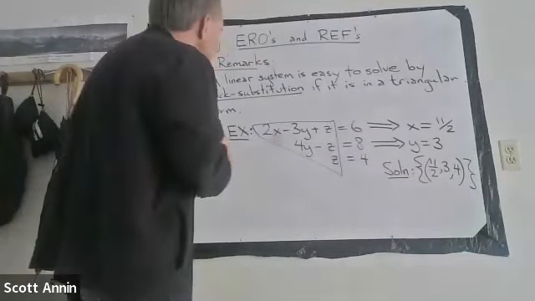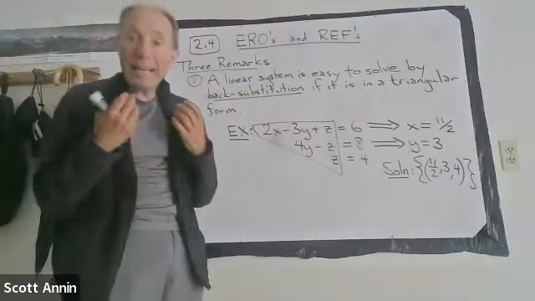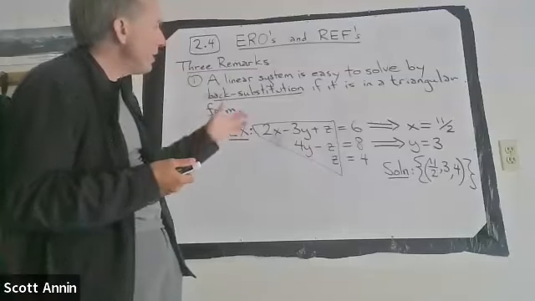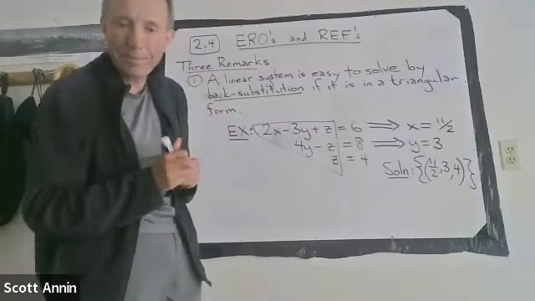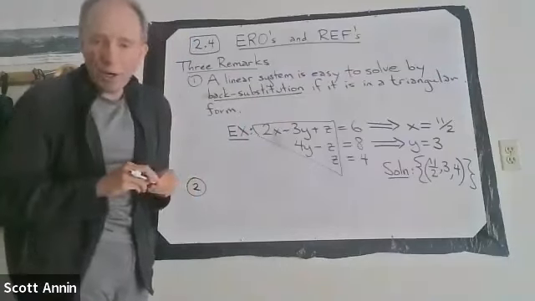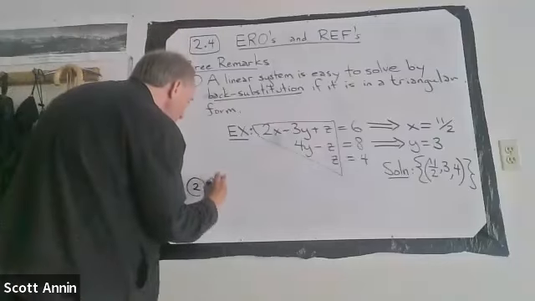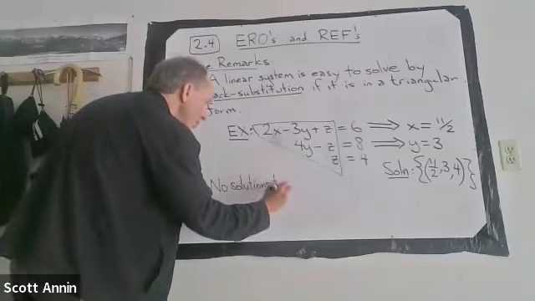Okay, so that is the first observation. We can solve a linear system easily by back substitution if it has this triangular form that I showed in this example. Okay, let's get to the second observation, the second remark here. No solutions to the system.